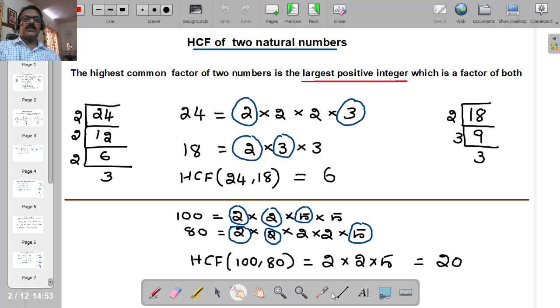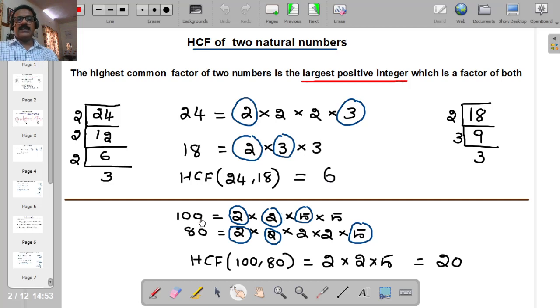We can see that one 2 is occurring in the prime factorization of both 24 and 18. So we will encircle 2, and one 3 is also occurring in the prime factorization of both 24 and 18. So we will encircle one 3. See, one 2 and one 3 are the common prime factors of both 24 and 18. So HCF of 24 and 18 is 2 times 3 is equal to 6.